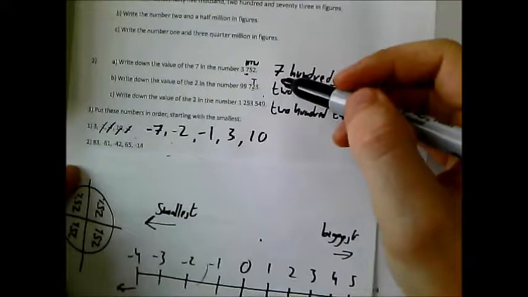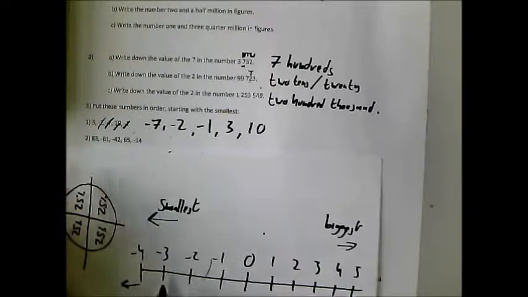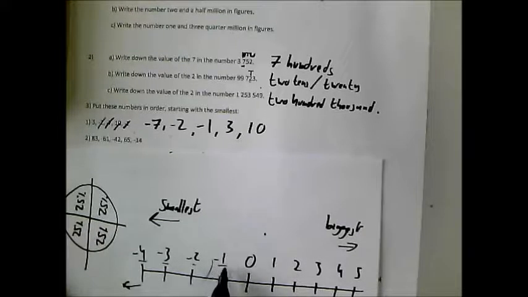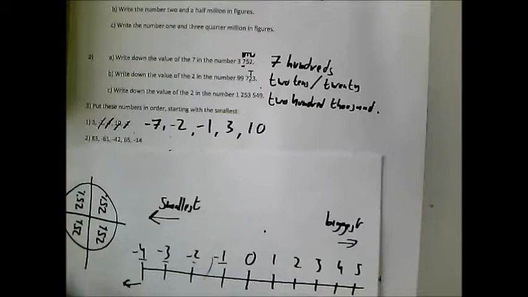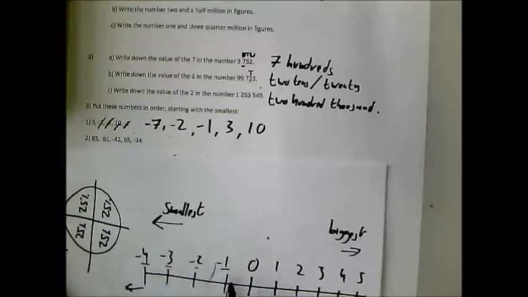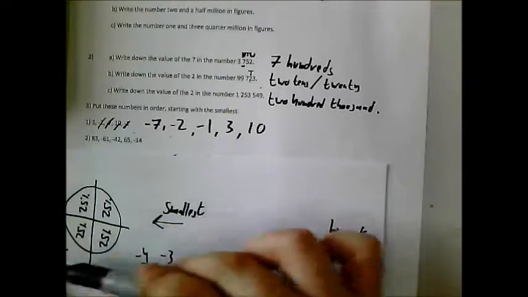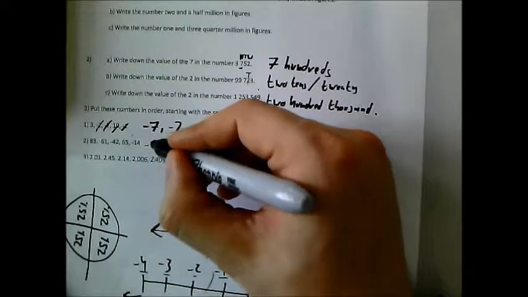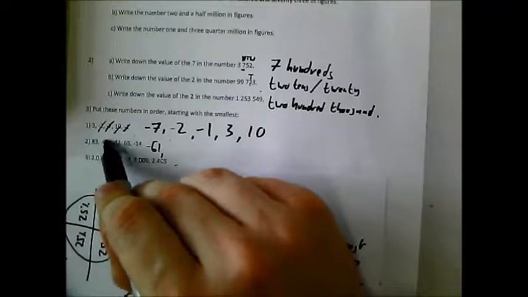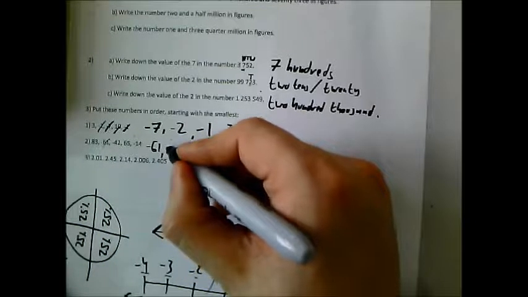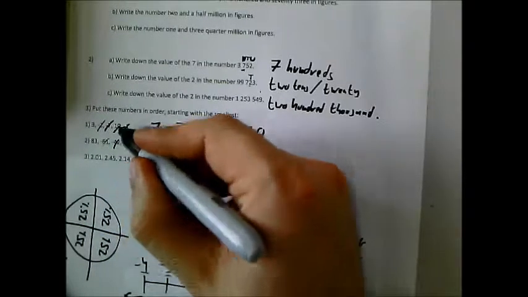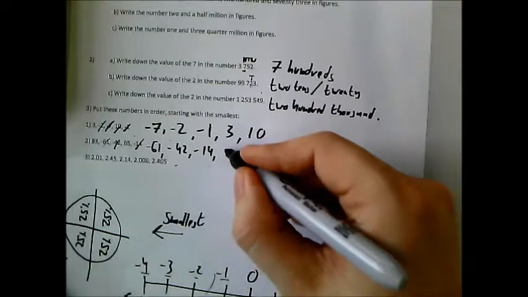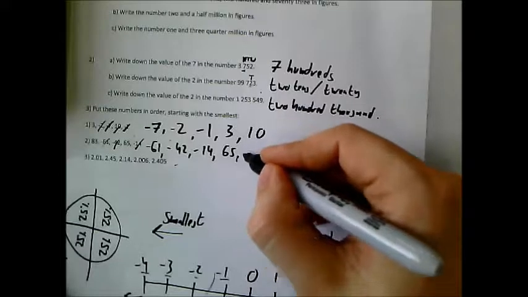Okay. This one, same principle. The very furthest number down here. Observe how these numbers look like they're getting bigger as we go this way, but they're actually getting smaller, so just watch out for that. So the smallest number, the furthest to the left, is going to be negative 61. Then negative 42. Then negative 14. Then 65. Then 83.